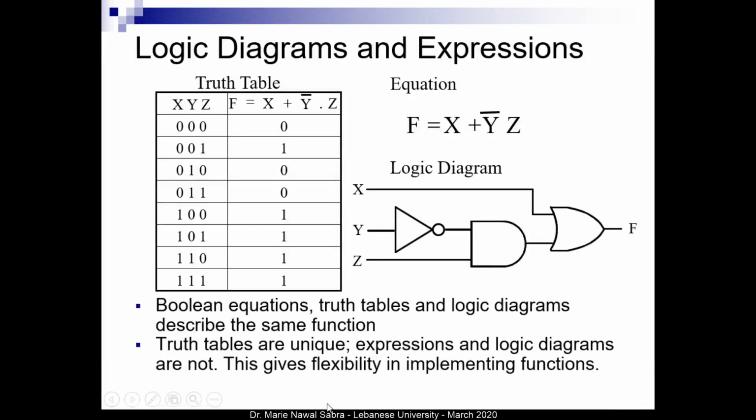The note at the bottom says that truth tables are unique. I cannot have two different truth tables for the same function. So to verify whether two functions are the same, I go for the truth table. Whereas the same function, the same truth table, can be expressed by different equations, and therefore different logic diagrams implemented. The logic diagram is what we could implement in a logic circuit. These gates can be used both as ICs and implemented in a logic circuit.